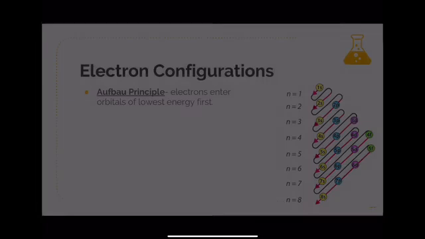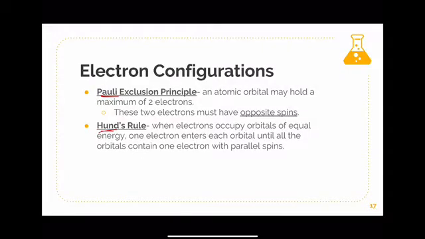Okay? Using this scheme. The Pauli exclusion principle tells us that an atomic orbital may hold a maximum of 2 electrons, okay? And that these electrons must have opposite spins, all right? We saw yesterday that those electrons like to pair up. We saw that in our Bohr models. And when they pair up, they spin in opposite directions. Basically what I mean is if one is spinning clockwise, the other one's spinning counterclockwise, okay? They spin in opposite directions.